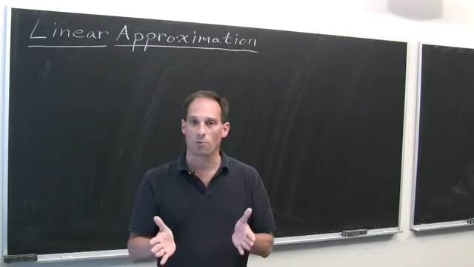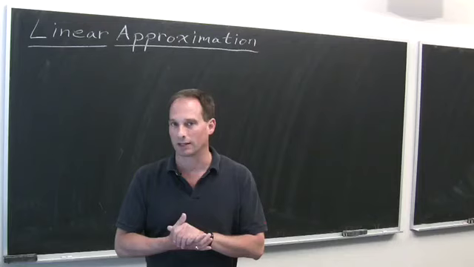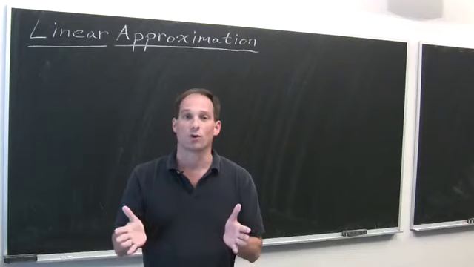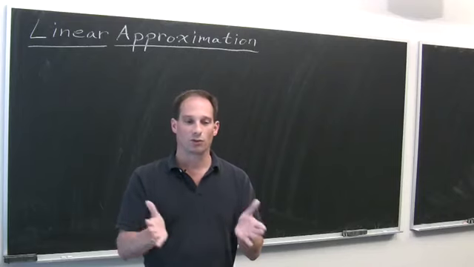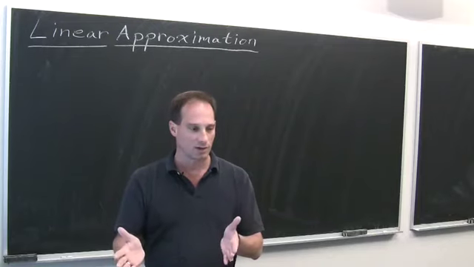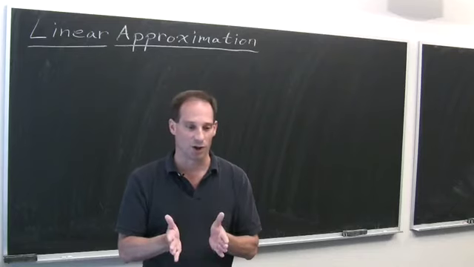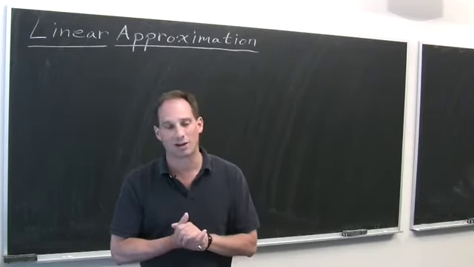Now that we have so many formulas for calculating derivatives quickly and easily, we do things kind of in reverse. We know how to calculate derivatives, and now we use the derivatives to approximate the average rates of change, at least if your change in x is small. And this topic is called linear approximation.